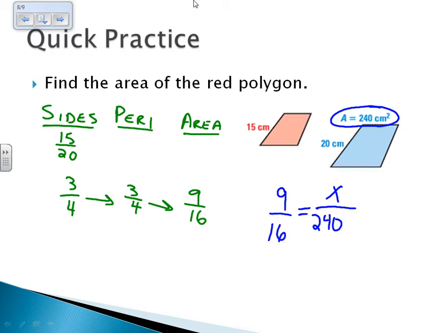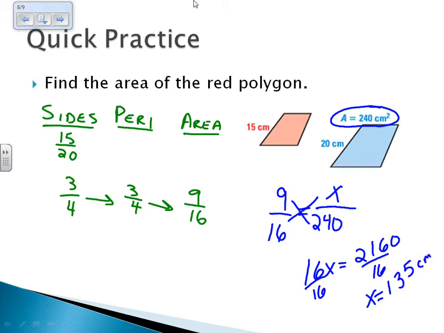How do I solve? Cross multiply. So I get 16x equals, I don't know what that is. 160. And then we divide both sides by 16. Guys, quiet please. And x equals 135 centimeters squared.